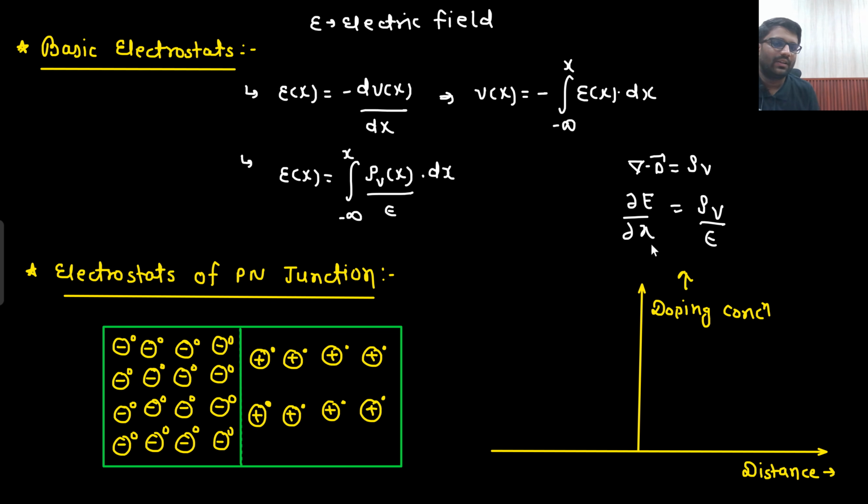This is the same thing only. Now this goes here. So what you are getting? Rho v by epsilon dot dx and then integration. This is the same thing I have written. So del dot D equals rho v.